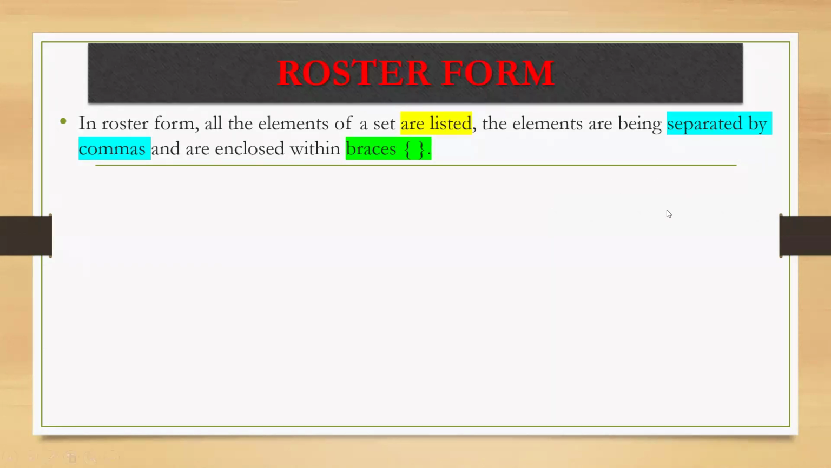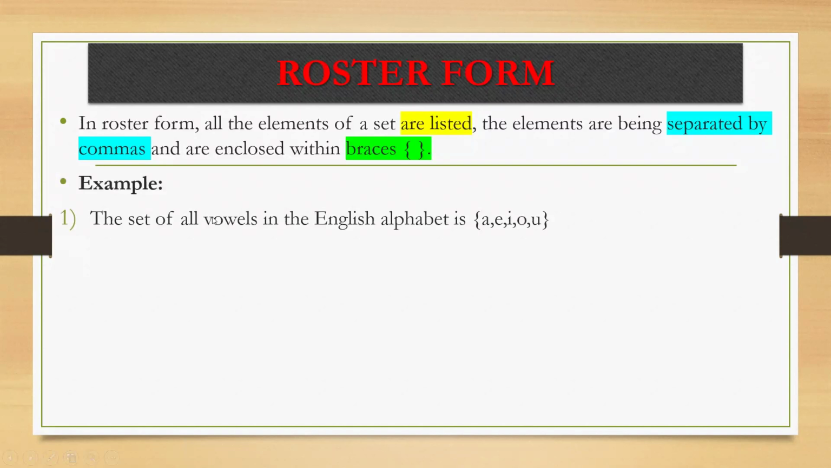Okay, let me write it. The set of vowels in the English alphabet is written as follows. I can give a name to the set. It can be any capital letter. Clear? It is up to you.